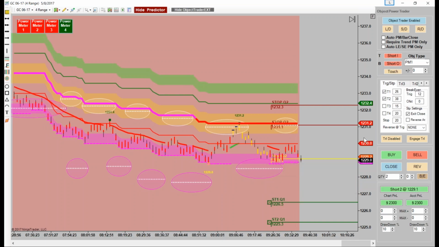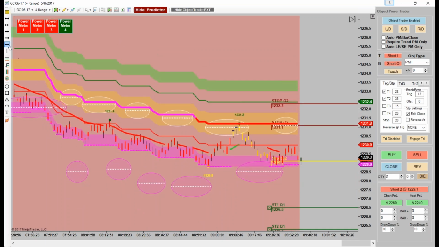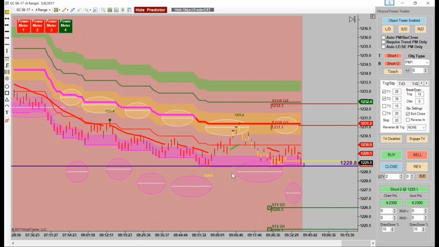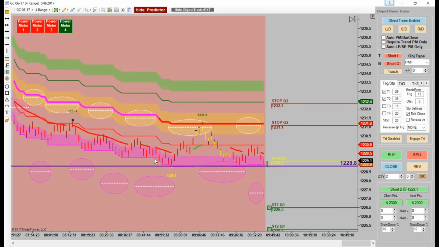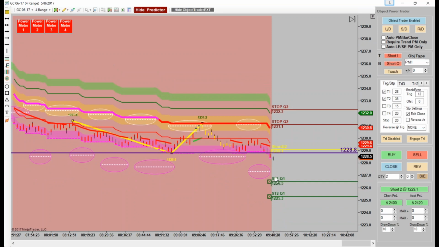Okay, now does anybody see another trade, though? You want to add to this thing? Just like I showed in the room this morning. Watch this little swing right here. This is a Lightning 3. Right there at 1228.80. Okay. What do we think it's going to do? Anybody?